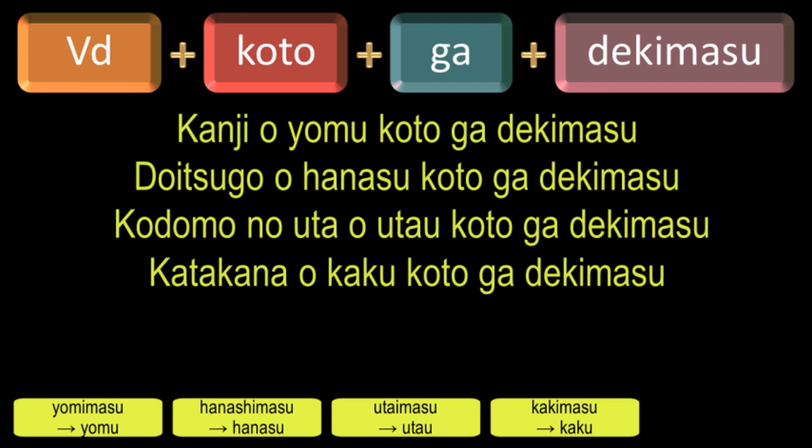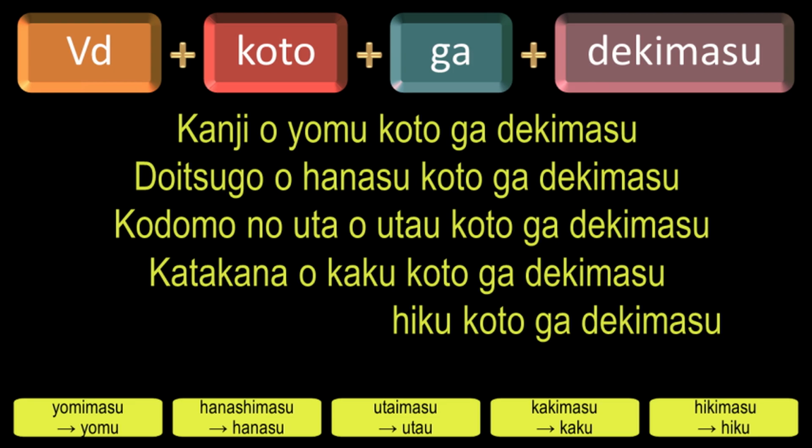Let me go to the next example. The verb hikimasu means to play, say for example a musical instrument like piano, and the dictionary form is hiku. By adding the expression koto ga dekimasu, we will get hiku koto ga dekimasu, which means can play. Now, to say Mr. Kim can play piano, in Japanese it will be Kim-san wa piano o hiku koto ga dekimasu.